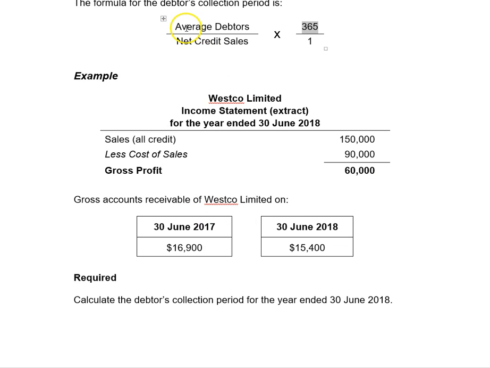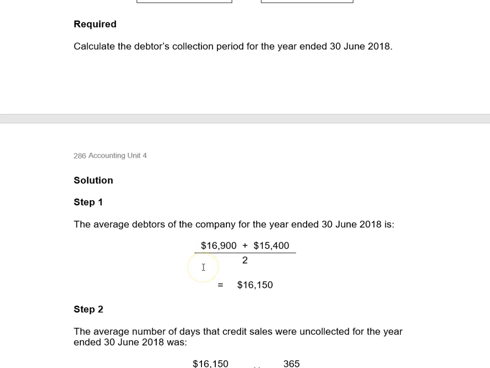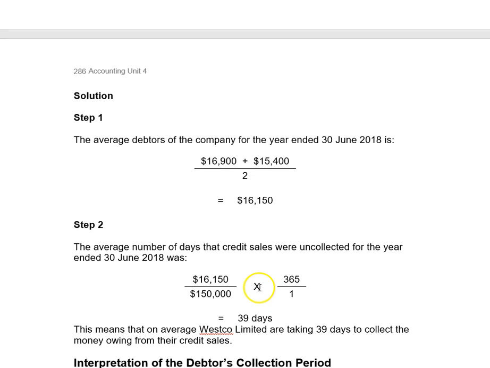When we look at average debtors, it is just like how we calculate the average assets in the return on assets. You look at the accounts receivable or debtors at the start of the year. This is actually the end of the previous year, which would be the same as the start of the year. This is the ending accounts receivable or debtors for that year. So you just add the 2 and then divide by 2. That would be your average debtors. Net credit sales would be this. So the answer here, once you multiply it by 365, is 39 days.